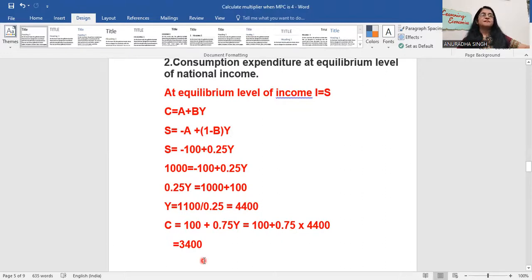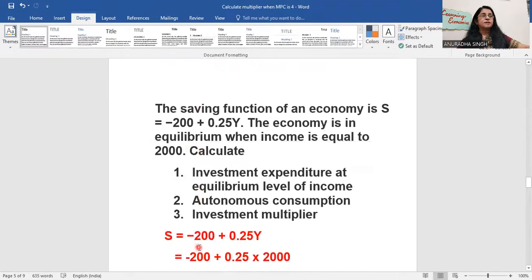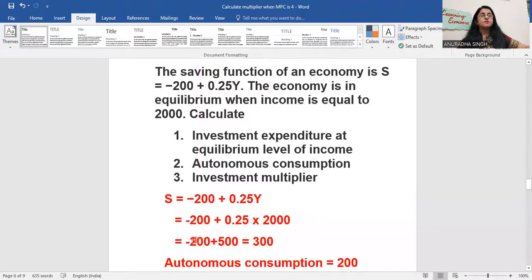That means the saving is 1000. Okay. So in this way you can find. See the next question. These questions are very important. They can come in 3 marks also and 5 marks also.